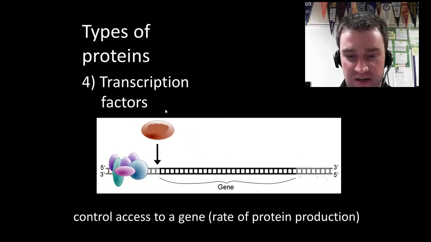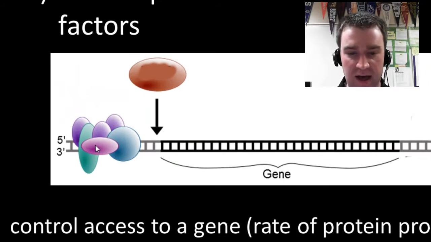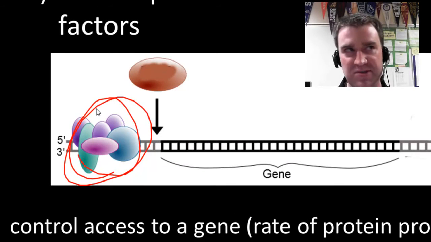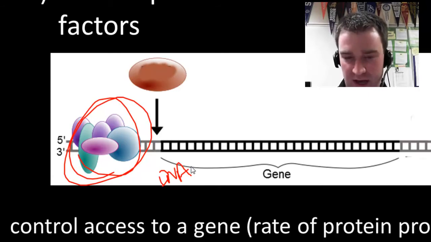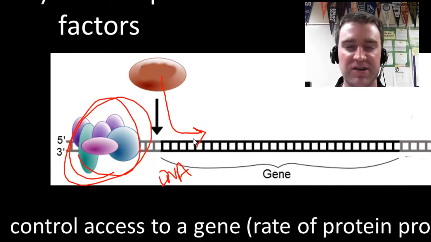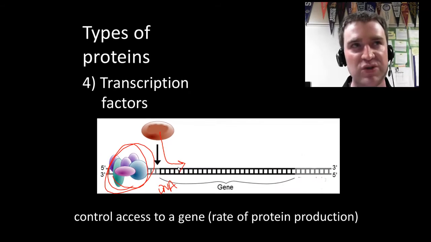A fourth type of protein is the transcription factor. They're all shown right here. Transcription factors have particular shapes to bind to particular DNA regions, and what they're effectively going to do is they're going to control how often another protein can come in and copy that DNA in order to eventually make a protein later. Transcription factors control the rate of the production of other proteins.